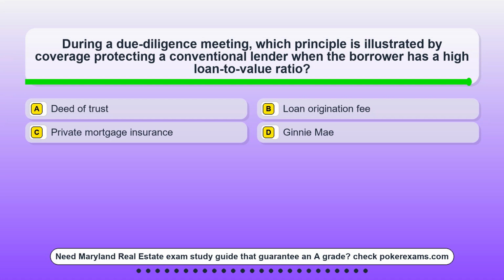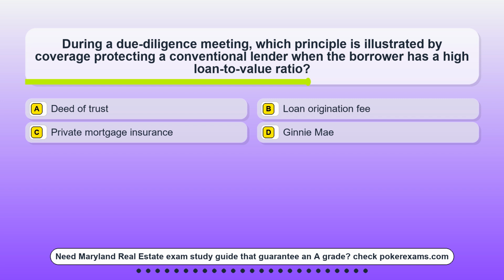Question 19. During a due diligence meeting, which principle is illustrated by coverage protecting a conventional lender when the borrower has a high loan to value ratio? Option A, deed of trust. Option B, loan origination fee. Option C, private mortgage insurance. Option D, Ginnie Mae.